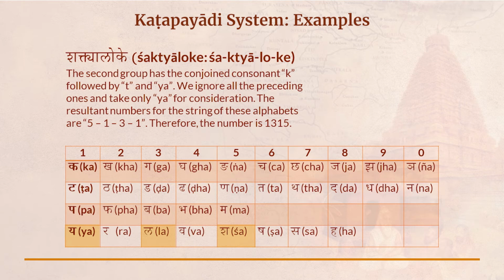And then Ke. Ke is Ka. Ka is again the number 1. So therefore the number is 5131. If you reverse it, it becomes 1315. So 1315 is represented by Shaktya Loke. That is the word that we are using as per the Kaṭapayādi system.